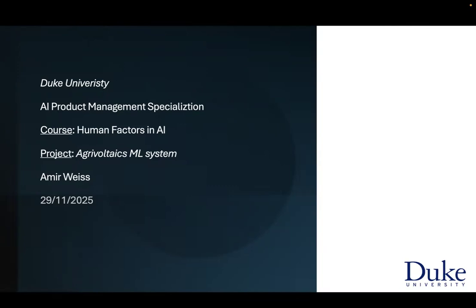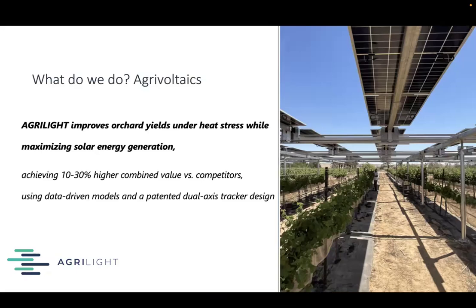In this project, I'll walk you through an agrivoltaics-based machine learning system and the implications of human factors in the development of our machine learning-based system that we are developing here at AgriLight. AgriLight is a startup company operating in the agrivoltaics domain, which I will explain shortly. Okay, so let's start with the domain first.